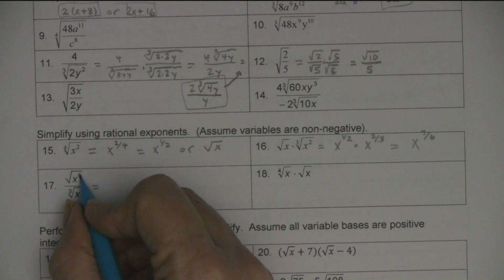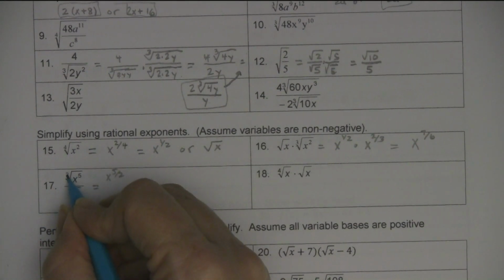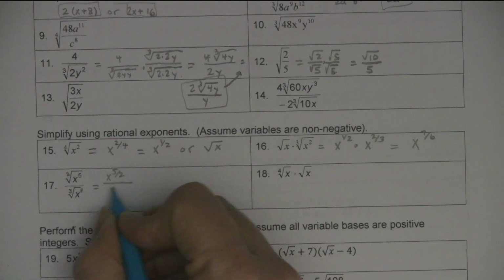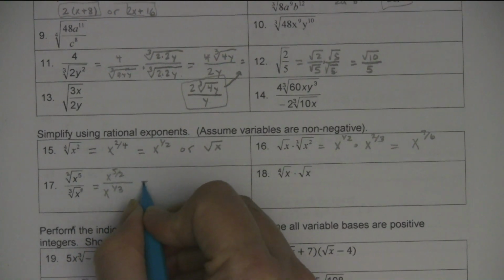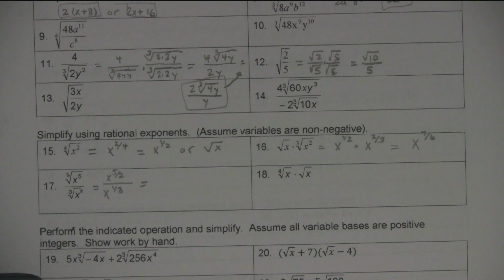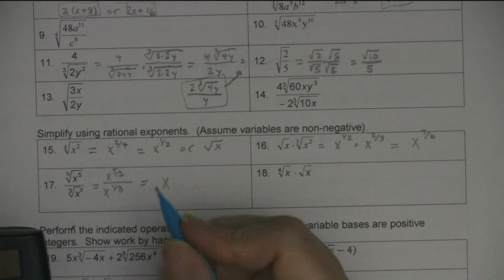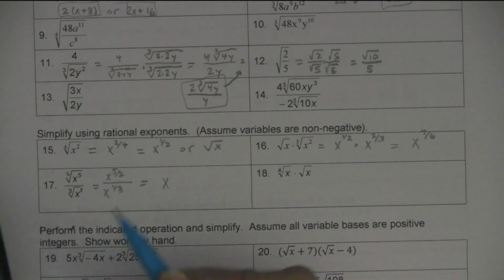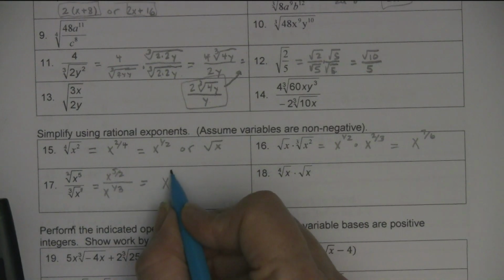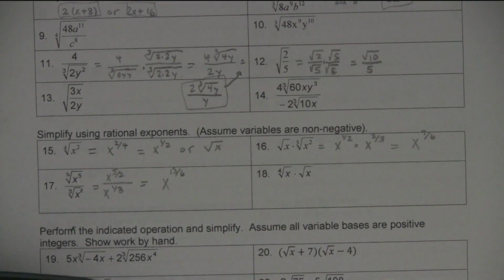And this is x to the 5/2. Remember, the index here is 2. And this has a 1 there, right? So this is x to the 1/3, and you would subtract those. So 5/2 take away 1/3, I did that and got 13/6. So x to the 13/6, and I think they just left that like that in your book.